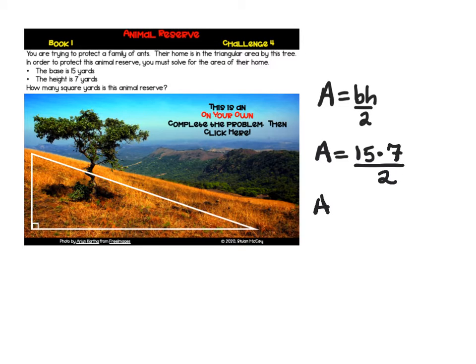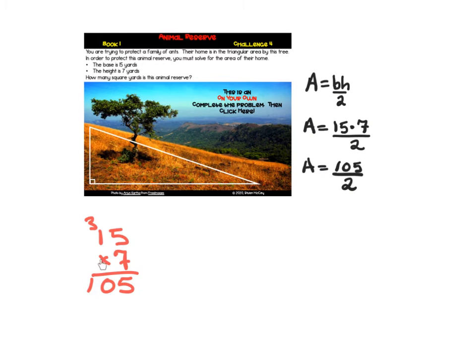So I'm going to go A equals, and I'm going to just simply take 15 times 7. And that will give me 105, right? And then I've got to divide that by 2. Wait a minute, my friends. Let's back up a second. 15 times 7, I'm going to just show you how I got 105. So I got 15 times 7. 7 times 5 is 35. I drop my 5, carry my 3. 7 times 1 is 7 plus 3 will give me 10, and bam, you get 105.